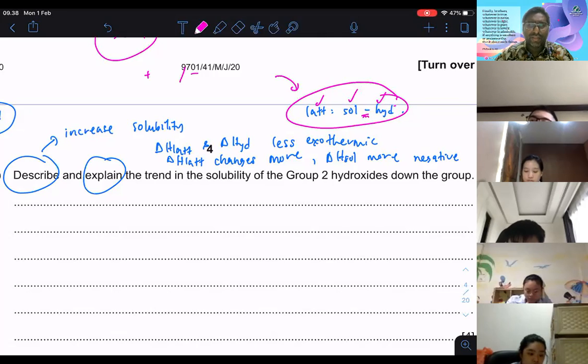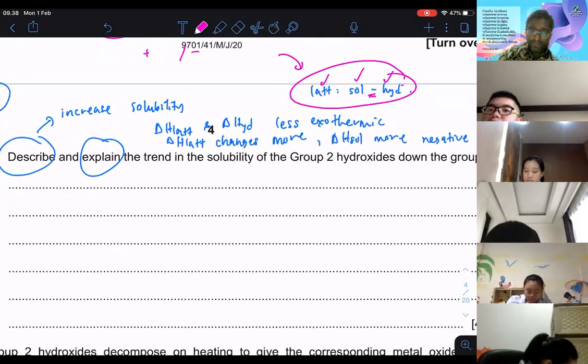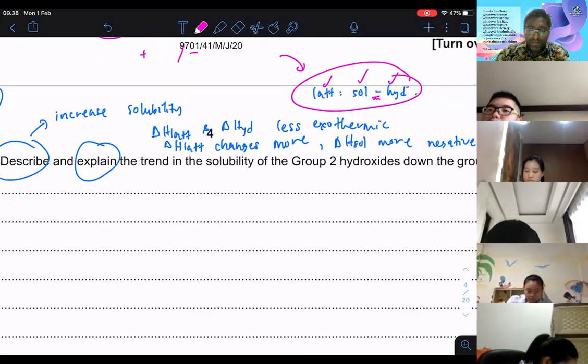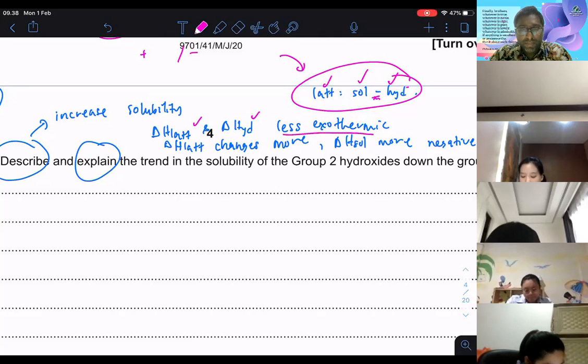If your enthalpy of solution is going to be negative, that tells us this is going to be soluble. Please remember this. So now how do I relate this? Going down the group, you are going to have your lattice energy and your hydration. Because the ionic radius is increasing, they will make the enthalpy of lattice energy and the enthalpy of hydration become less exothermic.